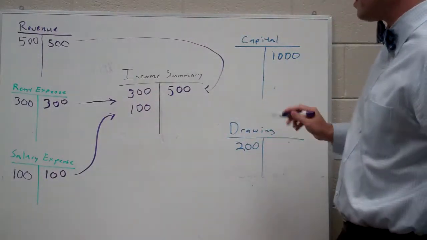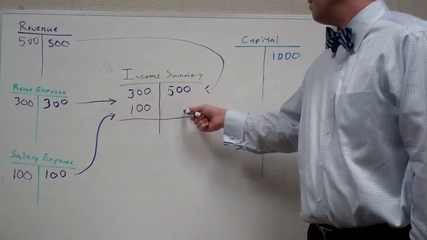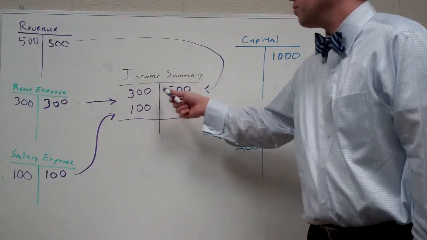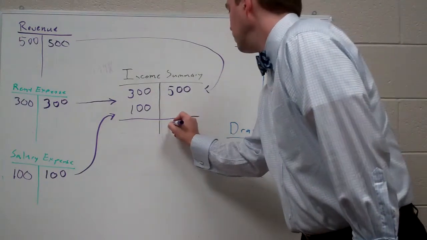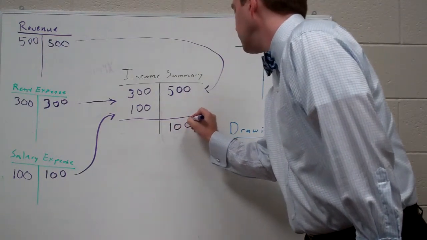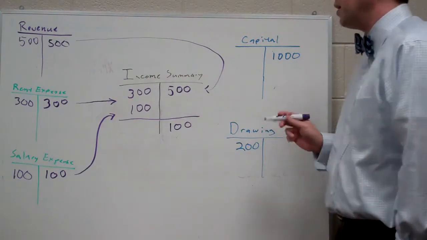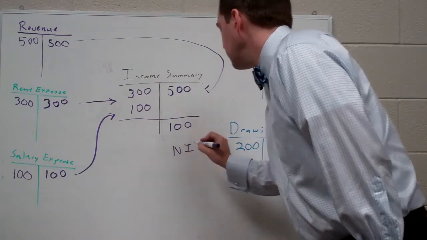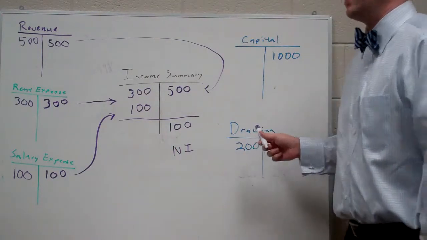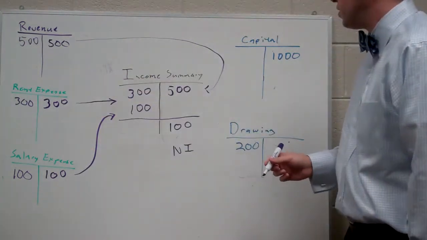Now, the balance in income summary: we've got $500 on the credit side, $300 plus $100 is $400 on the debit side. We've got a $100 credit balance in income summary. And that tells us that we had net income. And we know we had net income because revenues of 5 were greater than expenses of 4.